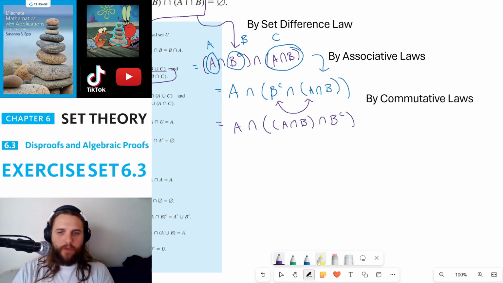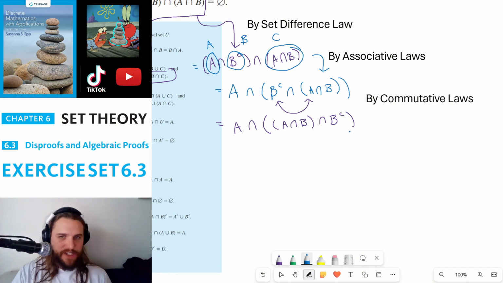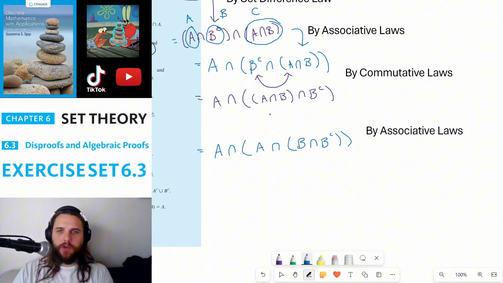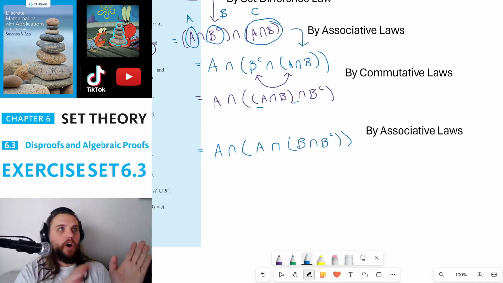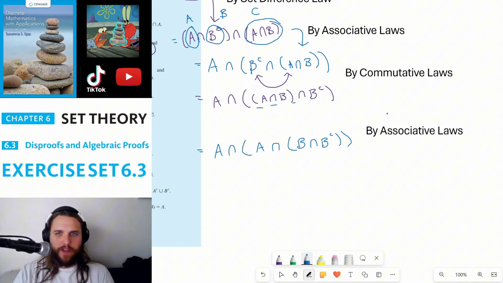And then the reason we do this is because if we can use the associative laws again, we can move these parentheses to surround these two terms instead of just A and B. And that will allow us to unlock the empty set pretty soon. So now we're going to use the associative laws again. And so by the associative laws, we can move these parentheses over just a bit. And that's because both of these are intersections. And so that makes it easy to move parentheses around.